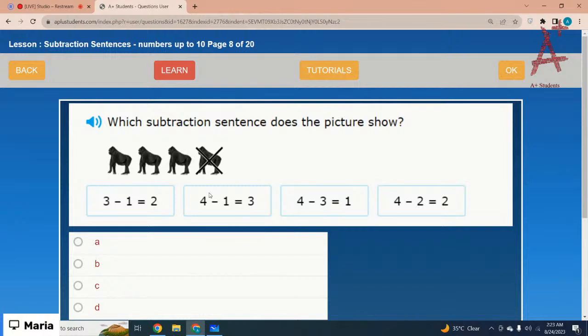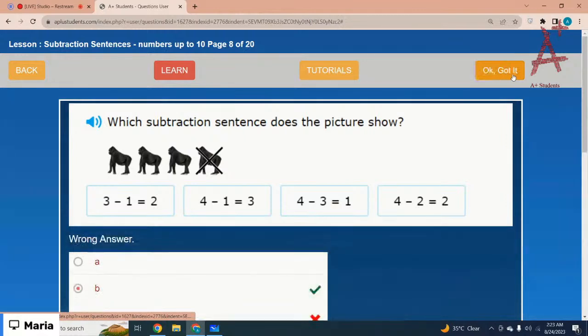4 take away 3 is 1. That would be option number C. Oh, that would be B. 4 take away 1 is 3. Yes, that would be, sorry, not C. Okay, got it.